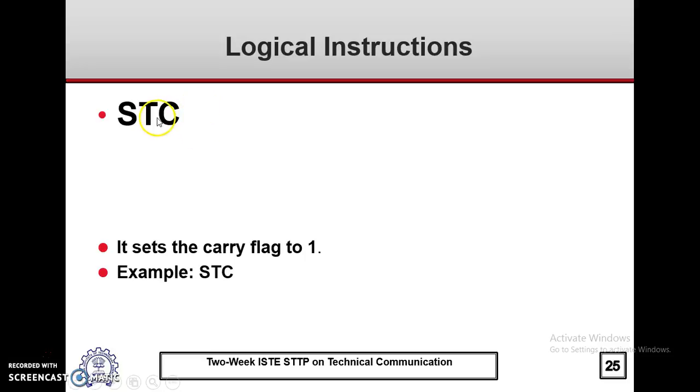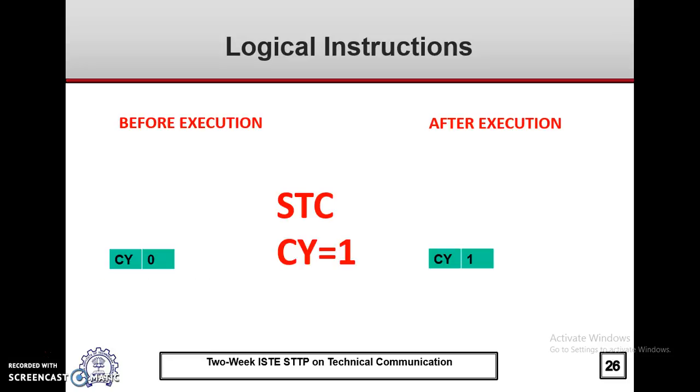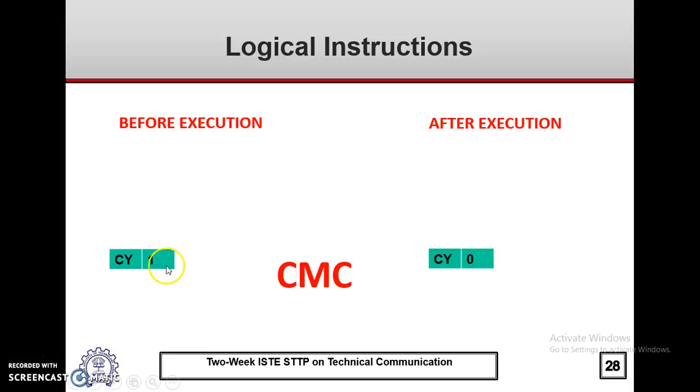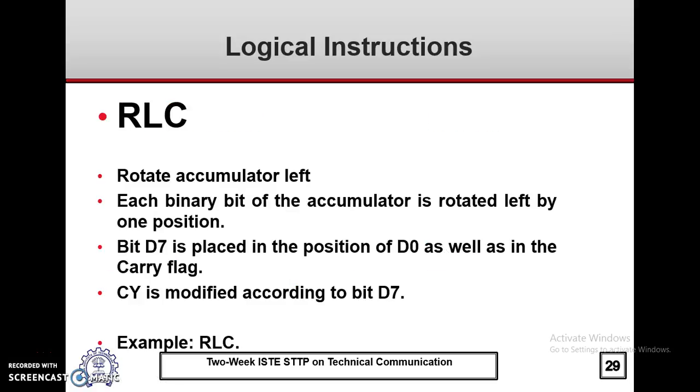Next instruction is the STC instruction. It sets the carry flag to 1. We can forcefully set the carry flag to 1 using this instruction STC. Initially, suppose the carry flag is 0. After execution of this instruction, it will move to 1. CMC: complement the carry flag. So we will take the complement of the carry flag. Now initially suppose the carry flag is 1. So after this instruction it moves to 0.